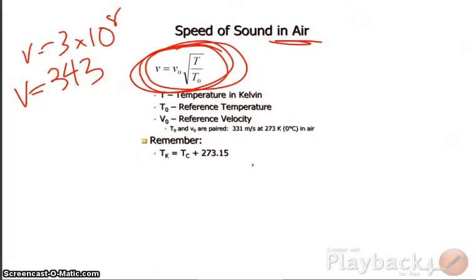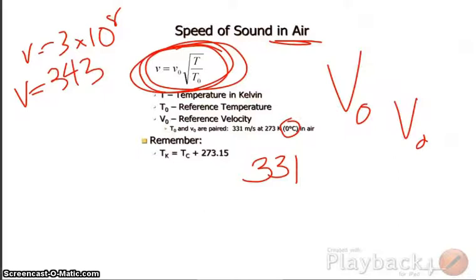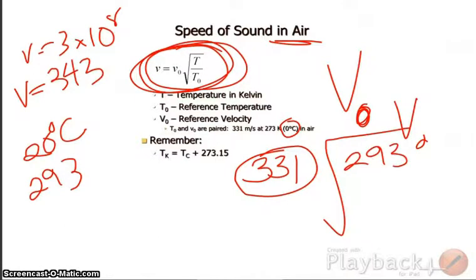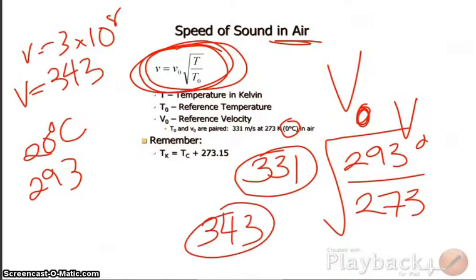The velocity of air at 0 degrees Celsius is 331. So we use that, think about it as the V naught. That's the V at 0 degrees Celsius, 331. And then we take the square root of the temperatures in Kelvin. So let's say it's 20 degrees Celsius. That's 293, right? So 293 divided by T naught, which is 273. And if we multiply that together, we get 343. So that's where 343 comes from.